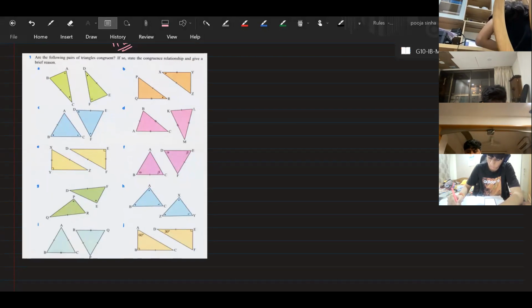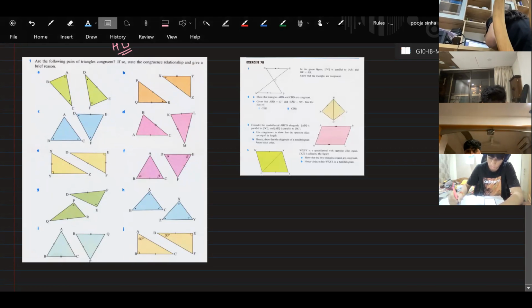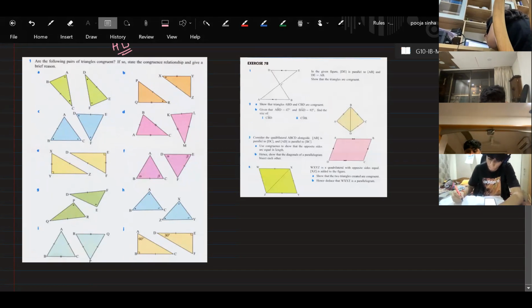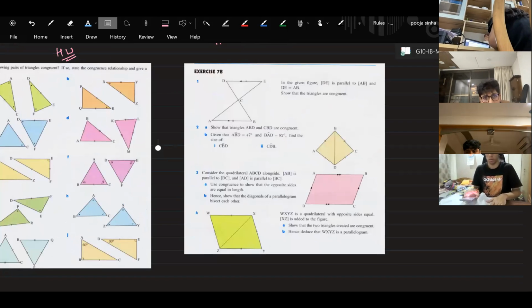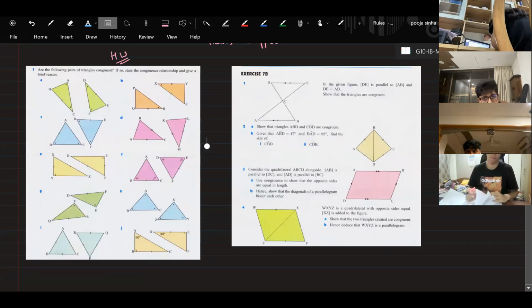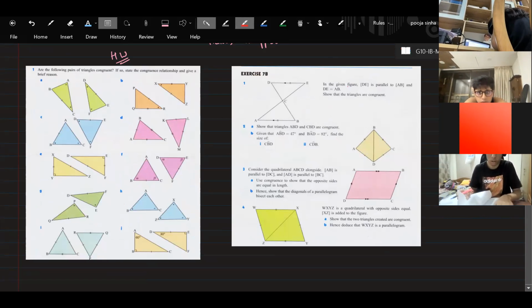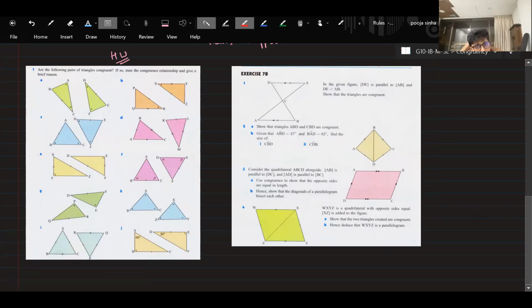Okay, so this is one homework. इसके साथ आप एक और homework करोगे ये वाला, where you will be doing a proving kind of question. ठीक है? Let's first discuss it. So read the question, Arsh. We are just discussing it. Read it. What does it say? Given figure DE is parallel to AB and DE equals AB. Show that the triangles are congruent.